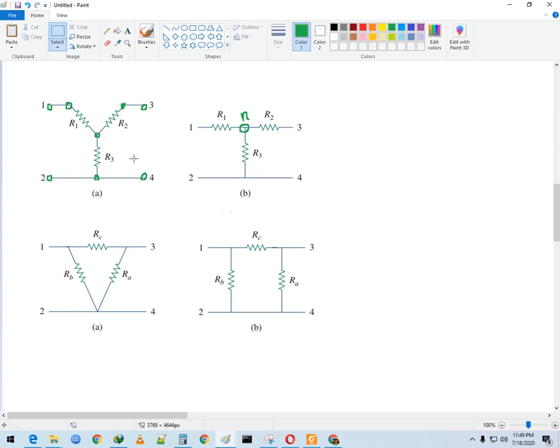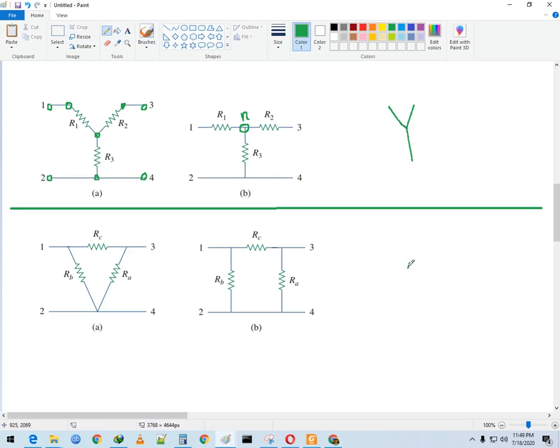Okay, now we have understood what is delta circuit and what is Y circuit, Y and delta. We can recognize these Y and delta circuits so that we can identify them. So the upper ones are Y circuits and these are delta circuits. Our goal is to derive a formula so that if a Y circuit is given, we can convert it to delta, or if a delta circuit is given, we can convert it to Y. This is our goal.